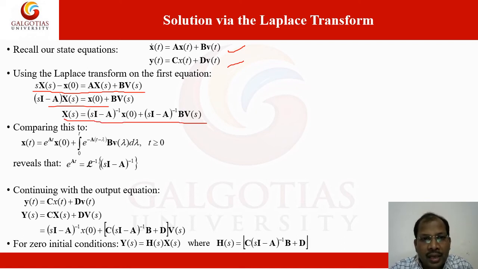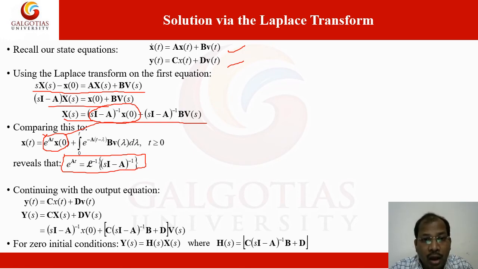Then comparing these two solutions, you can see this one is equivalent to this value. This reveals that e to the power At is nothing but the inverse Laplace of (sI minus A) inverse. This is the transition matrix. To calculate it, we first calculate sI minus A, then take the inverse, then take the inverse Laplace. We can find the transition matrix.